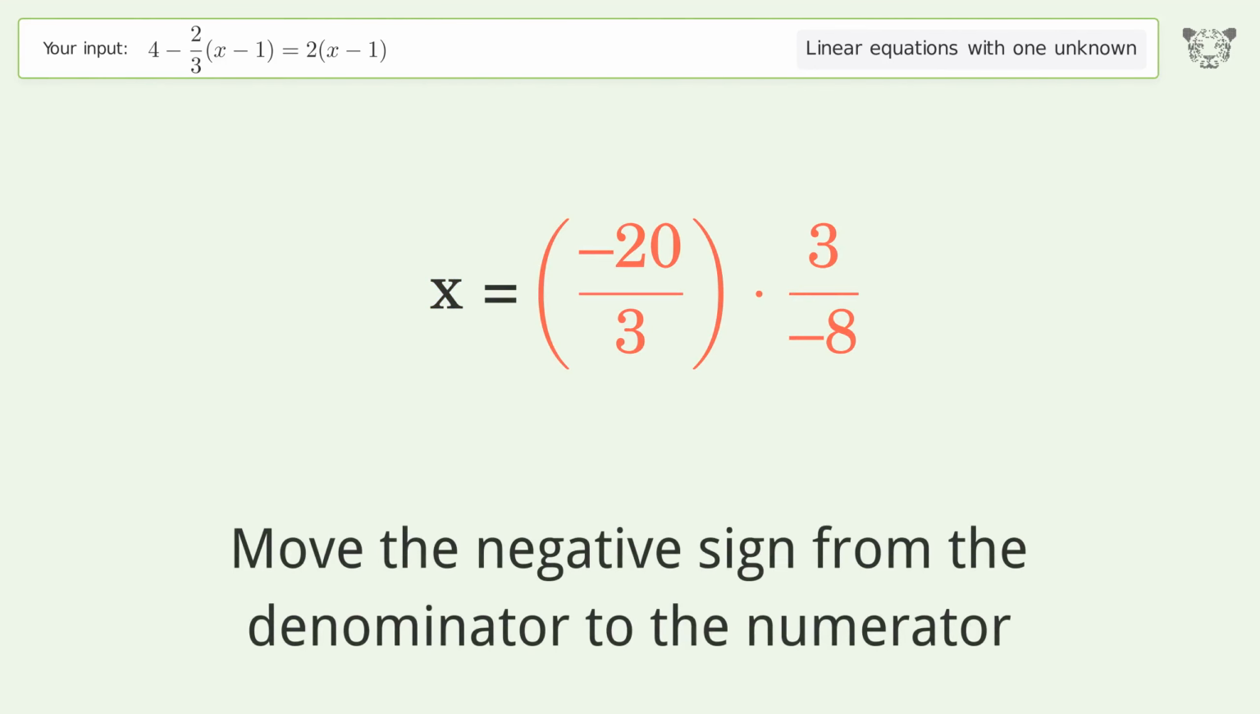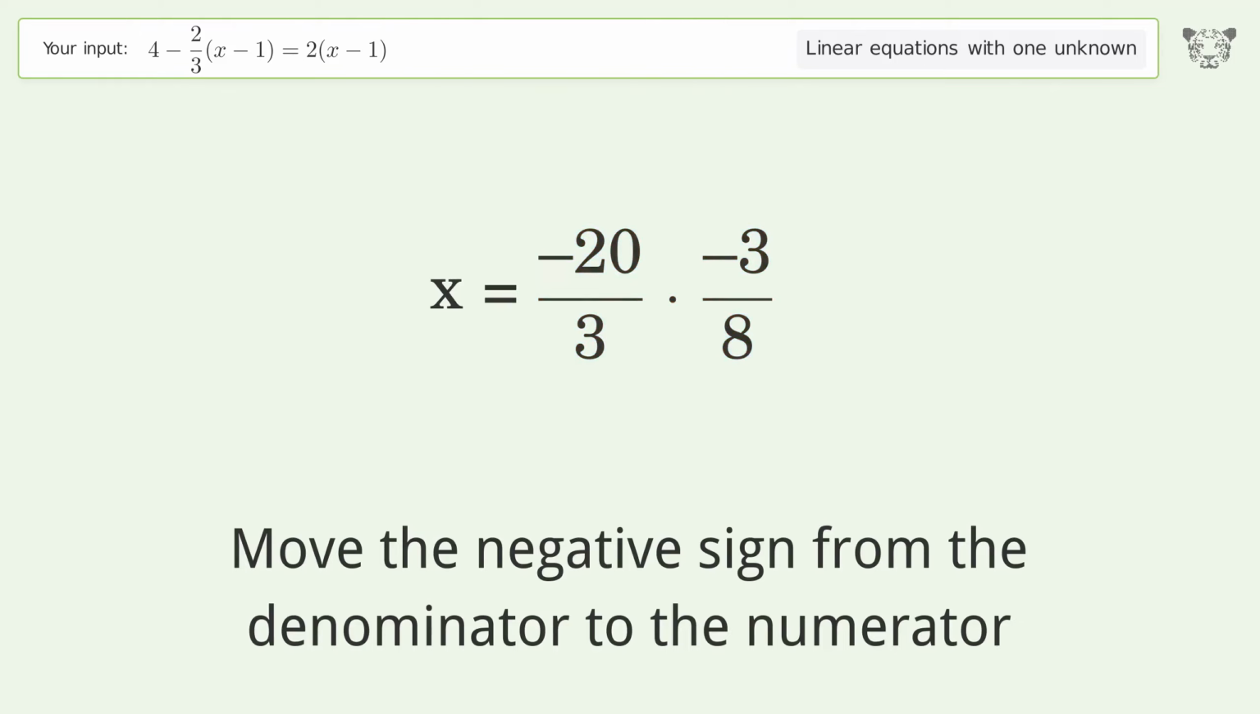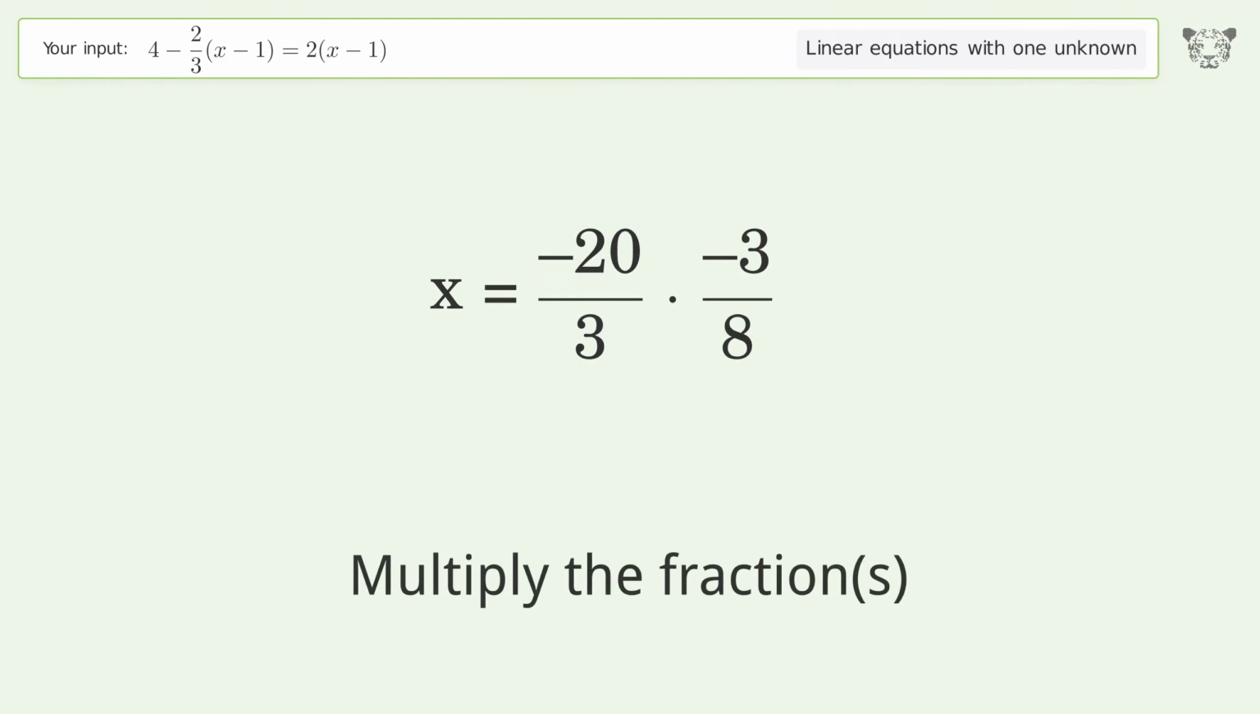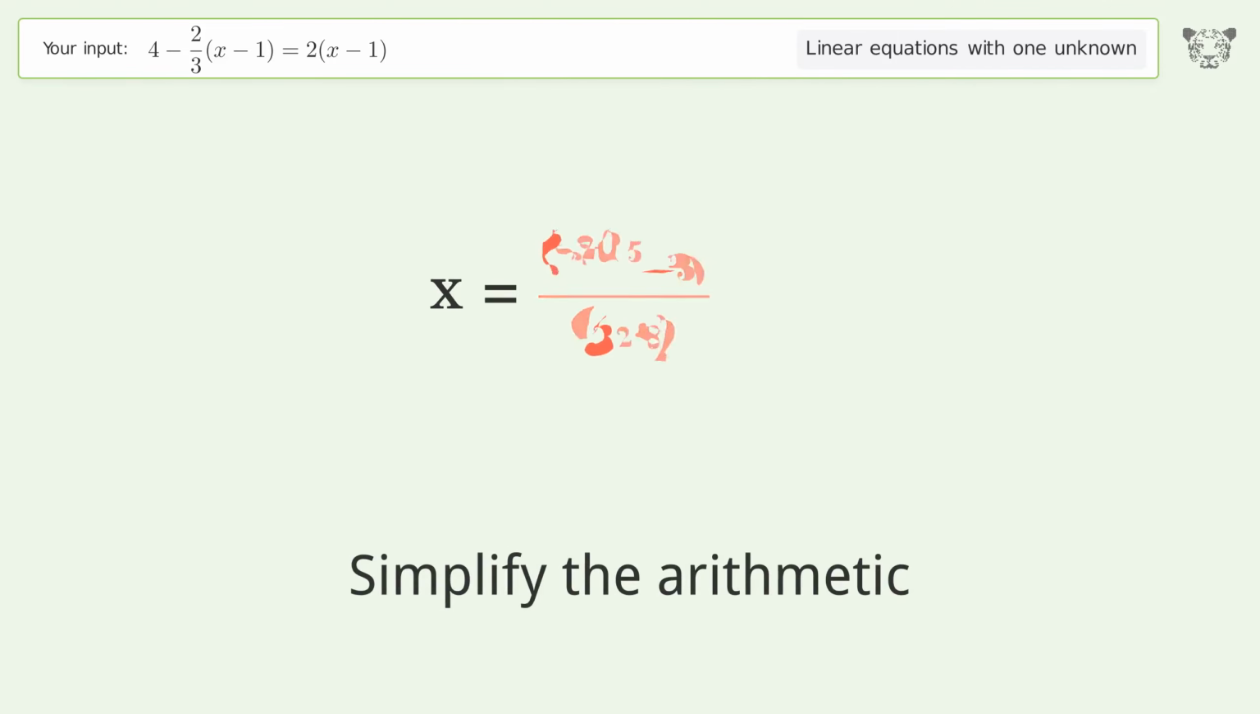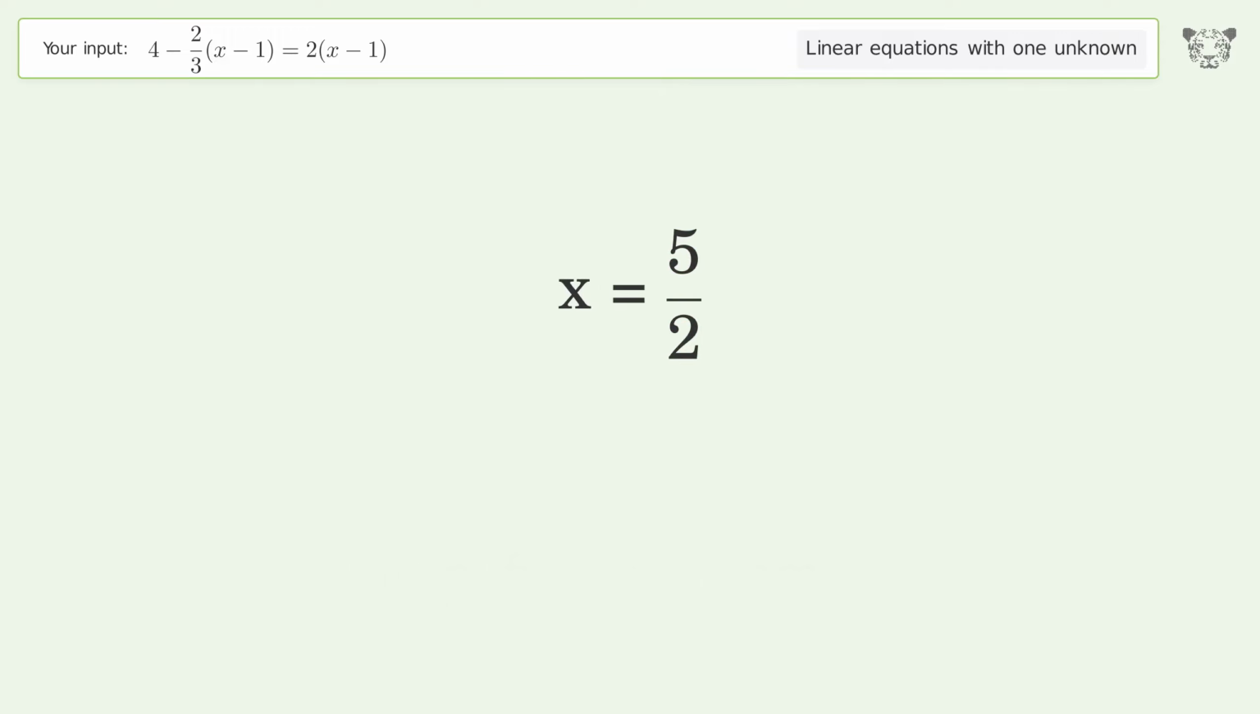Move the negative sign from the denominator to the numerator. Multiply the fractions. Simplify the arithmetic. And so the final result is x equals 5/2.